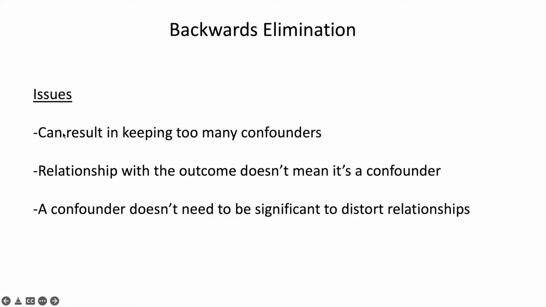It has some issues though. You can end up keeping too many. Just because it's related to the outcome doesn't mean it's a confounder. It could just be related to the outcome and have nothing to do with the exposure. And also, just because something's significant in the model doesn't make it a confounder, and if it's non-significant, it might still be a confounder. So it's better to have other ways of figuring this out, and I'm going to cover some other ones now.